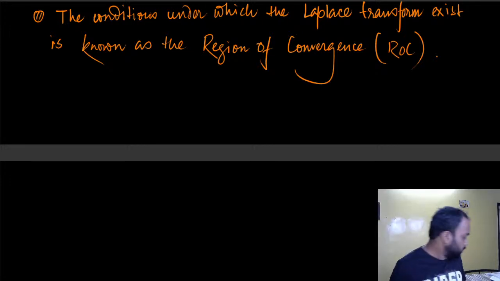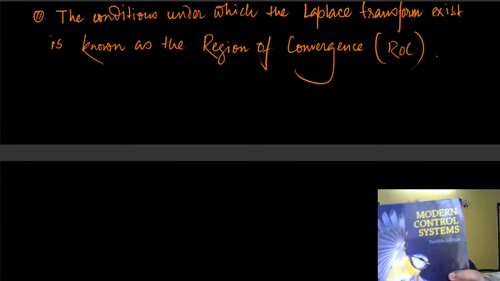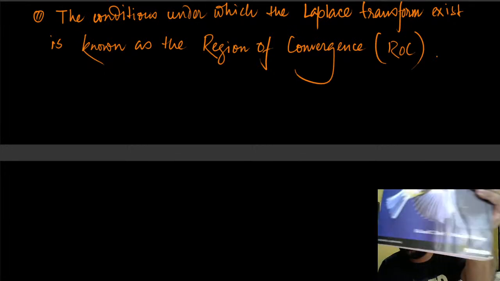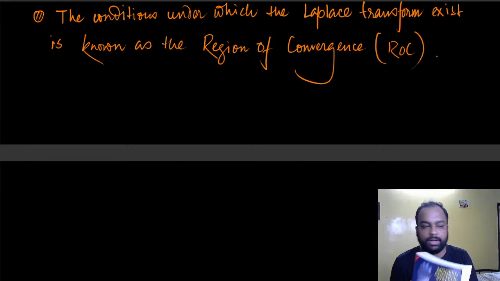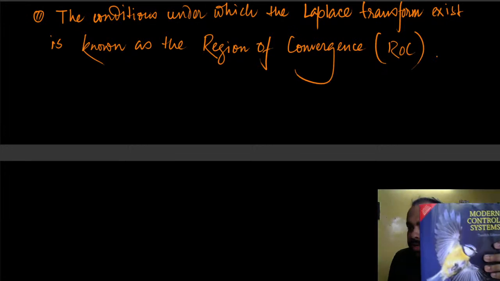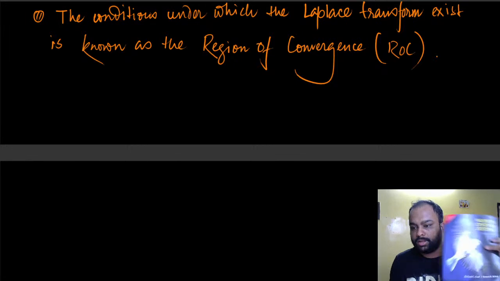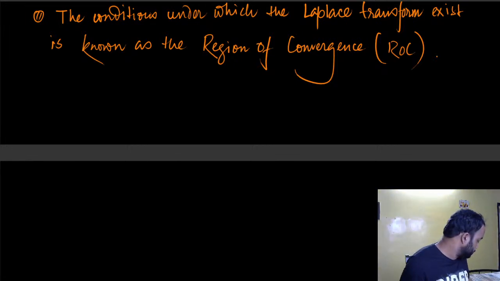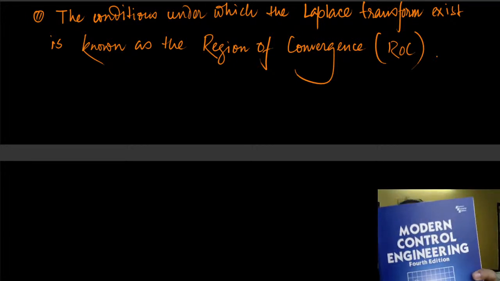All right, so okay, here is a nice book on control systems. This is the book on control systems by Dorf and Bishop. It is a pretty famous book on control systems. Now, if you look into the Laplace transform part here, you will see they do not talk about region of convergence. So this is the book on control systems.